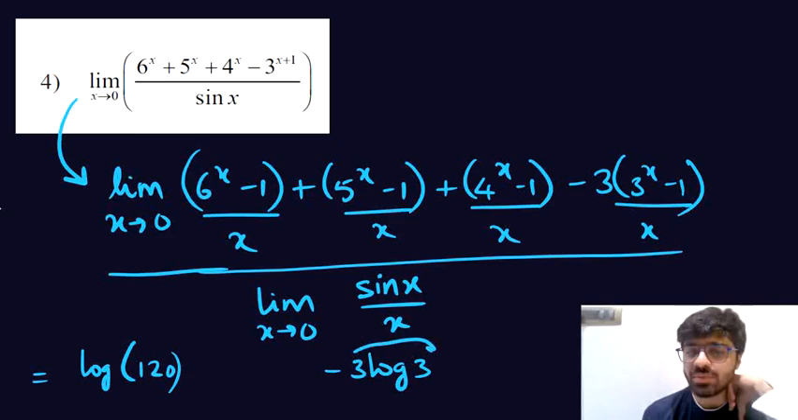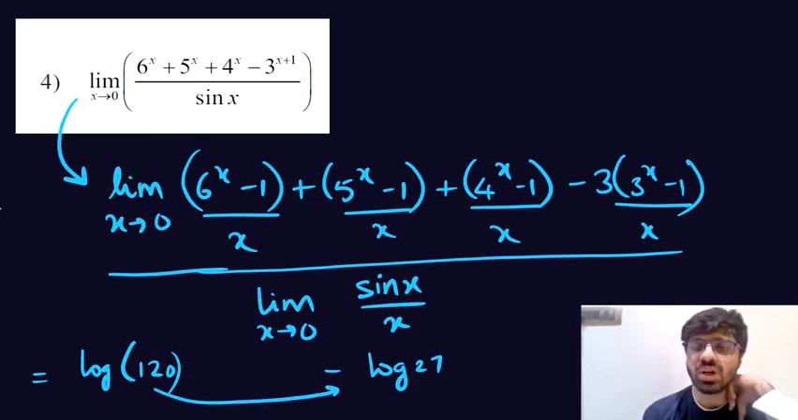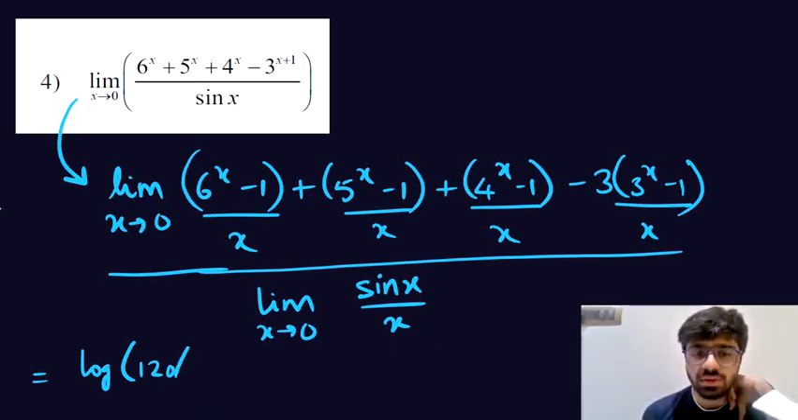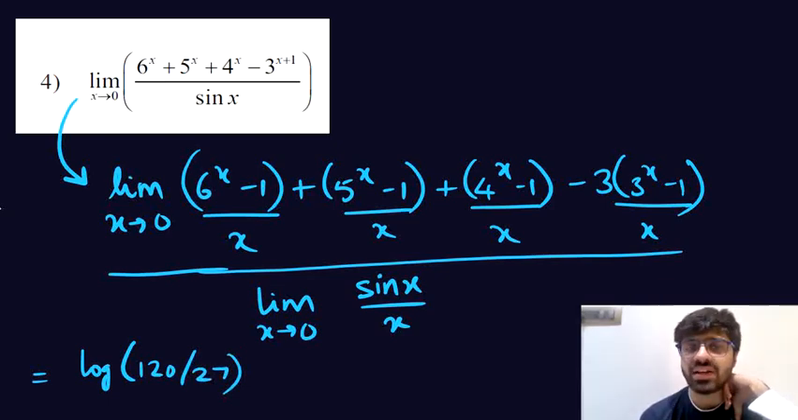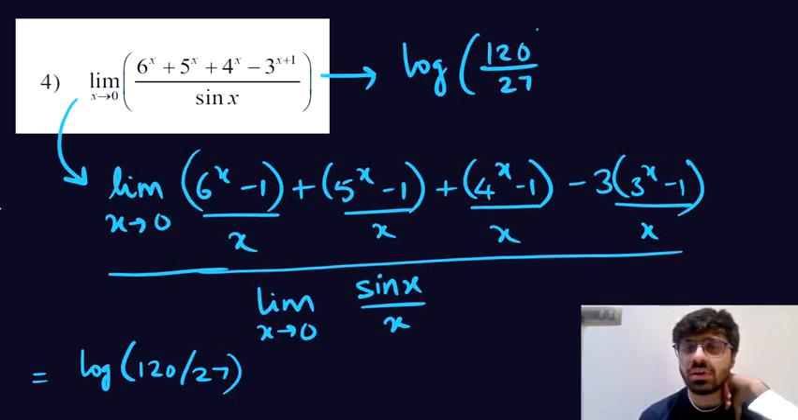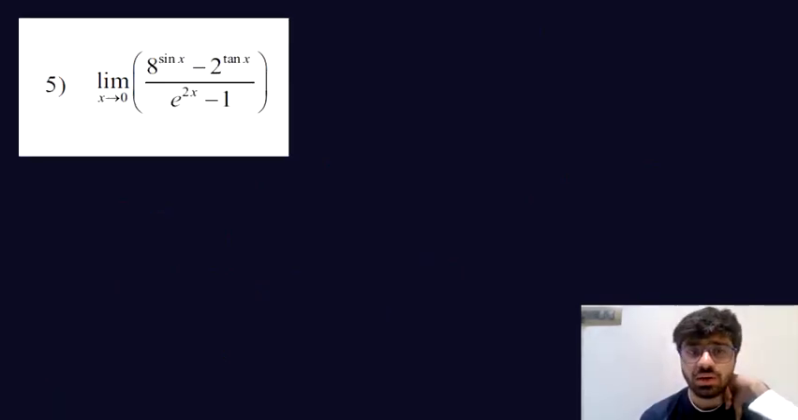3 log 3, that 3 can be taken in the power of 3. So we have log of 3 cube as the second term, that is log of 27. And log 120 minus log of 27, that will be log of 120 upon 27. So that becomes the final value of the fourth question, that is log of 120 upon 27. Moving on with the fifth one.